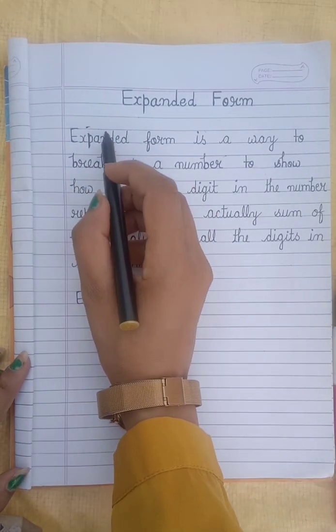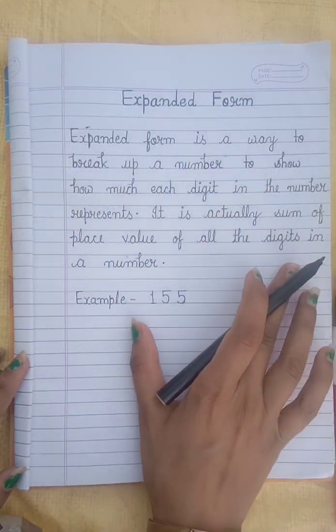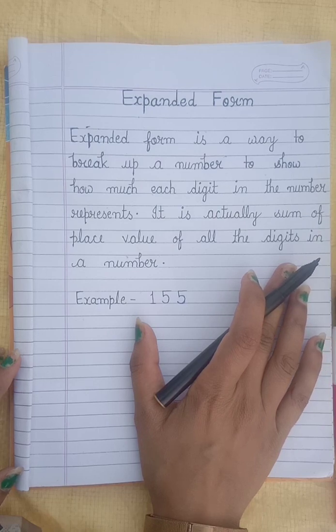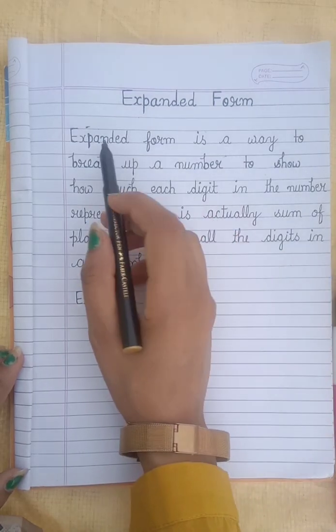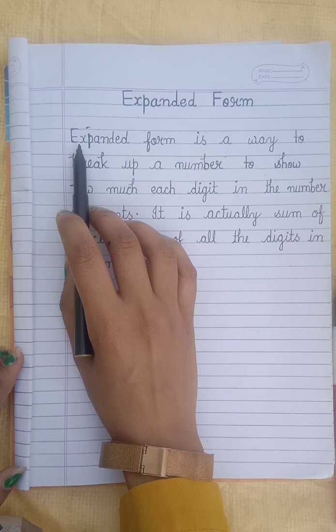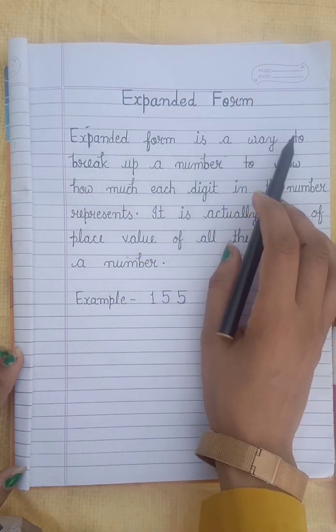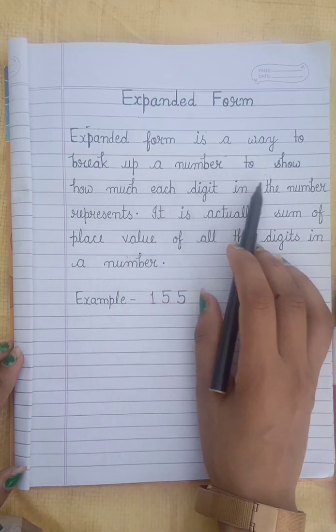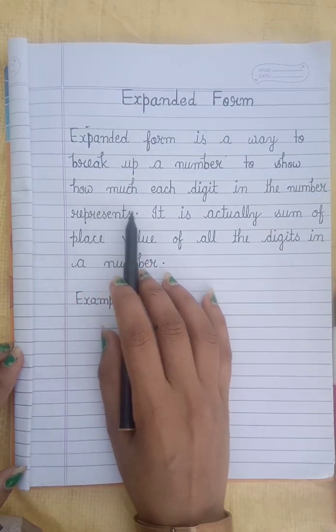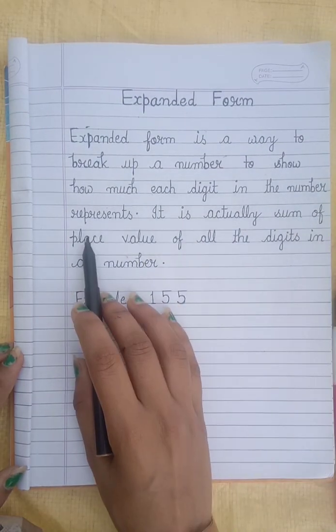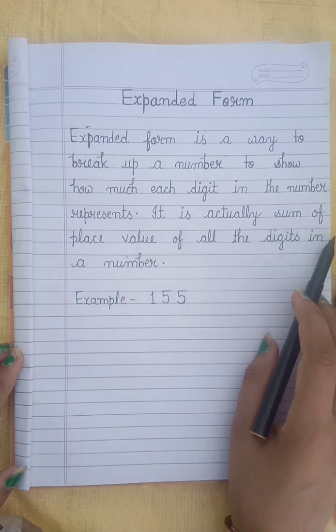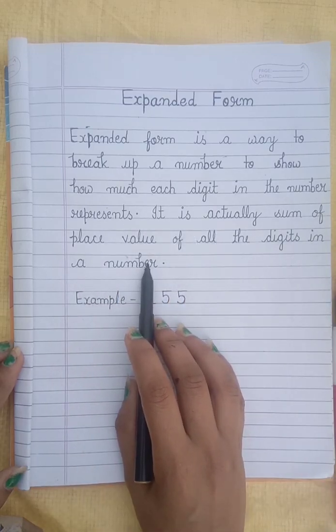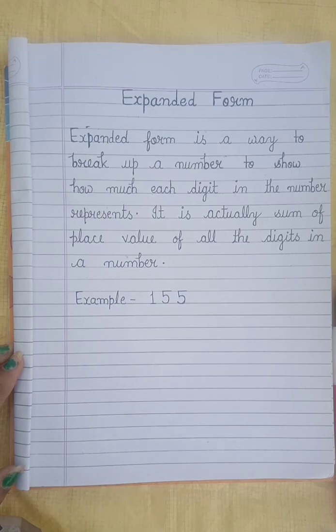Here I have written the definition of expanded form. So let's read it. Expanded form is a way to break up a number to show how much each digit in the number represents. It is actually the sum of place values of all the digits in a number. Okay, students, now let's make it simple.